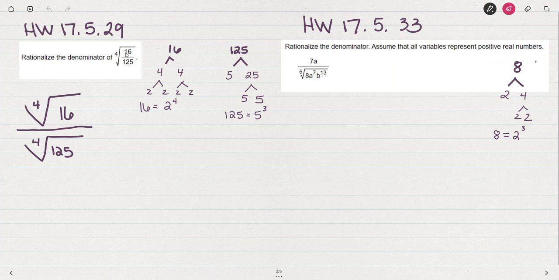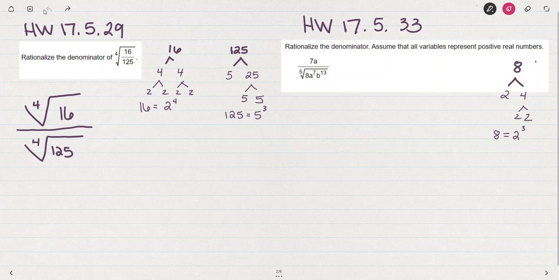Now the first thing I did was I broke the 16 over 125 into two separate fourth roots. Be mindful every time of keeping that index, the 4, in each radical, because that's completely different from this. The square root of 16 is not the same as the fourth root of 16.